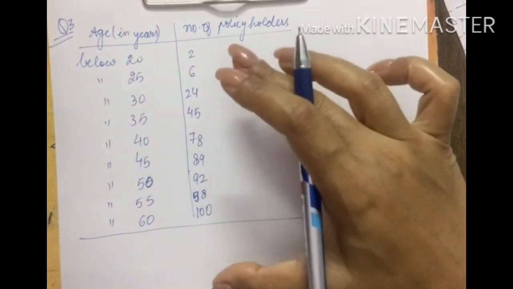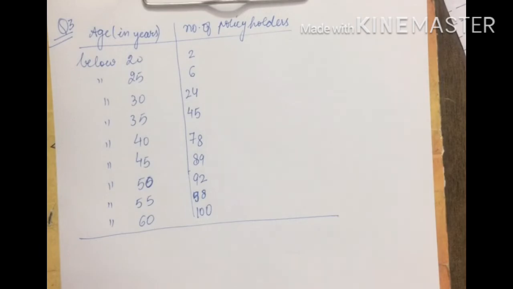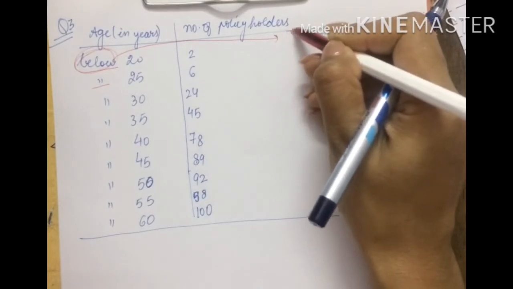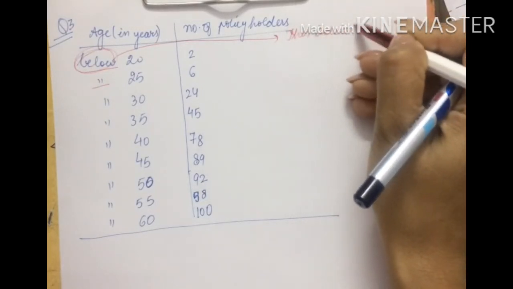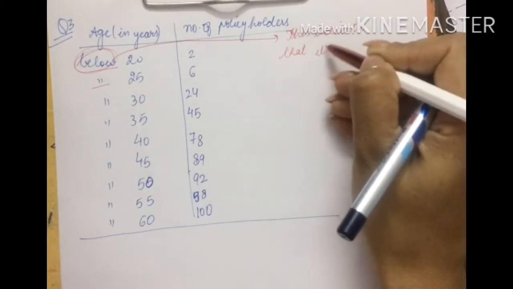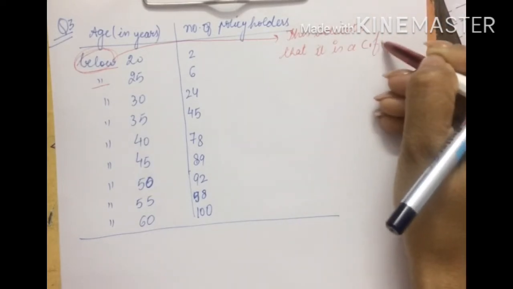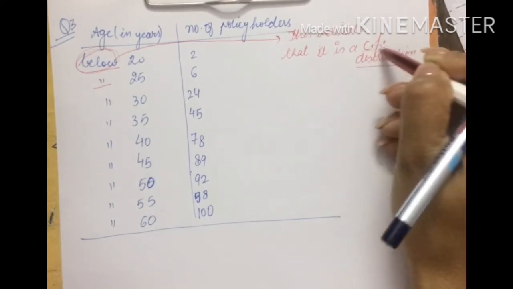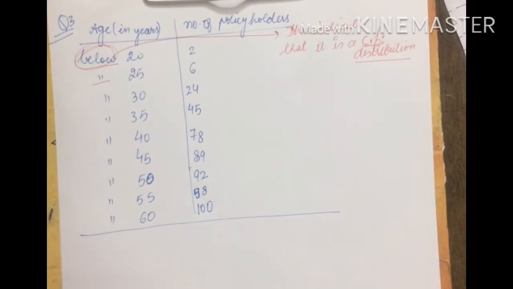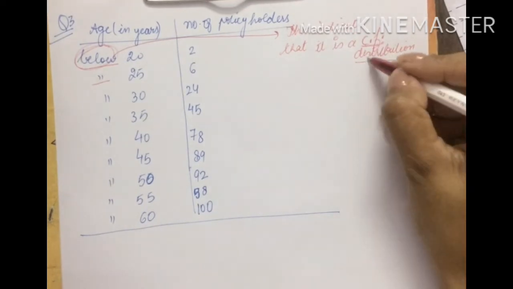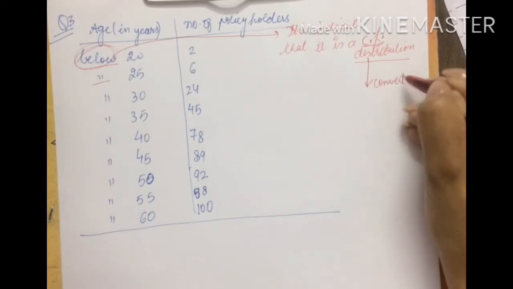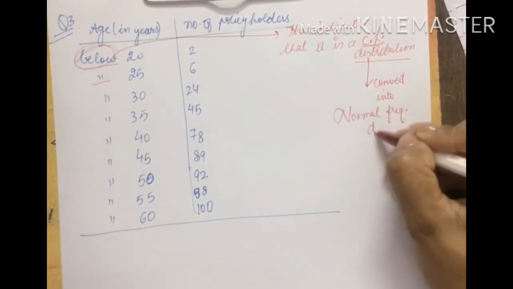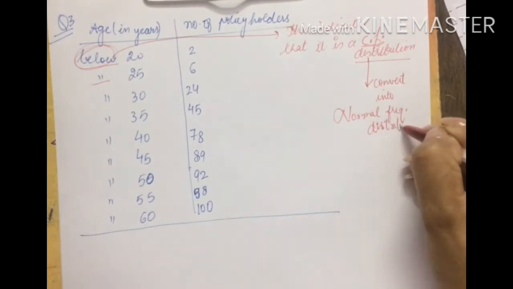Now when you look at a frequency distribution in which these words are used, below, this indicates that this is not a normal frequency distribution. This is a cumulative frequency distribution. So what we want to do is convert it into a normal frequency distribution.